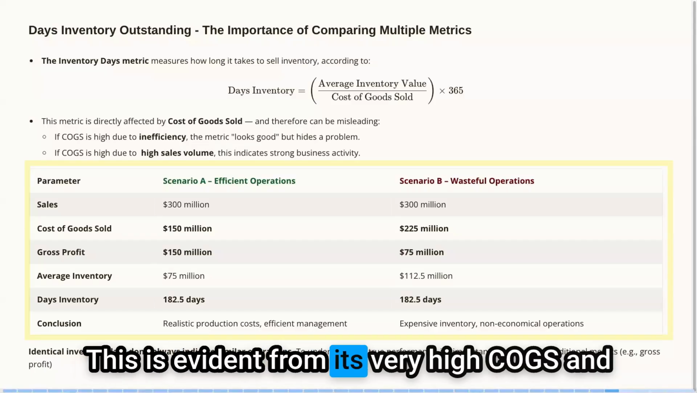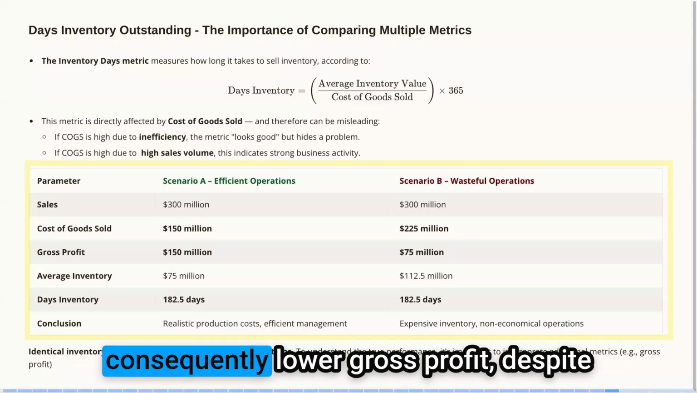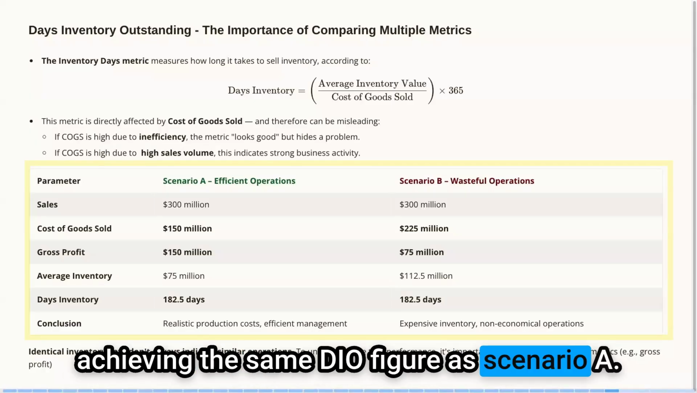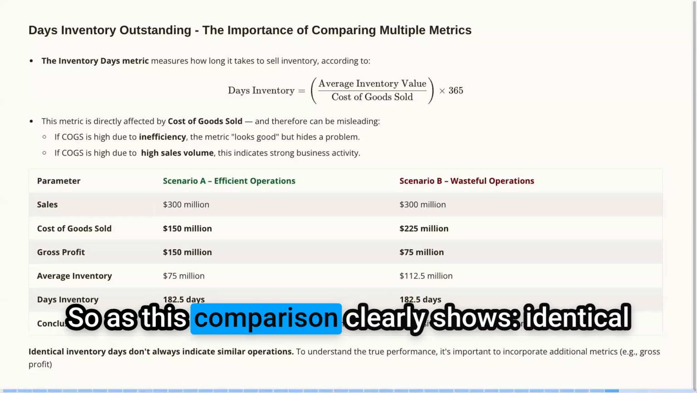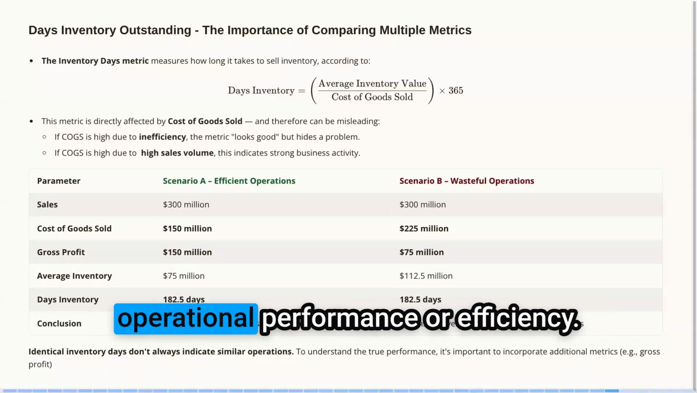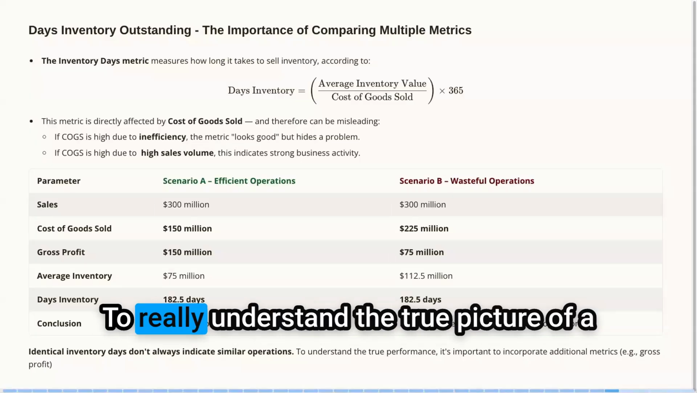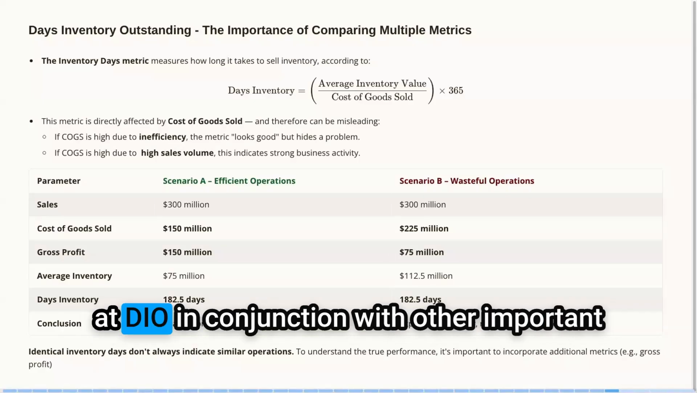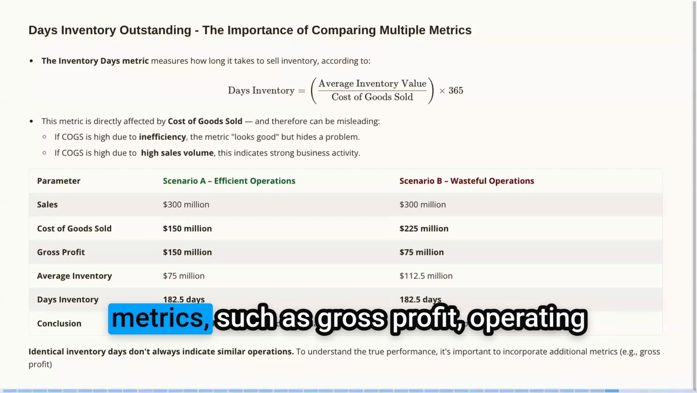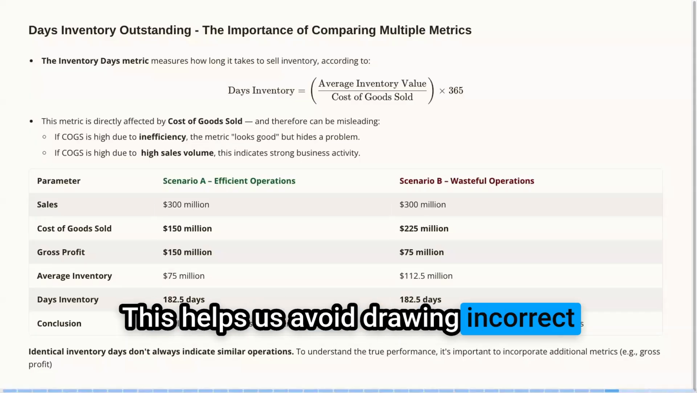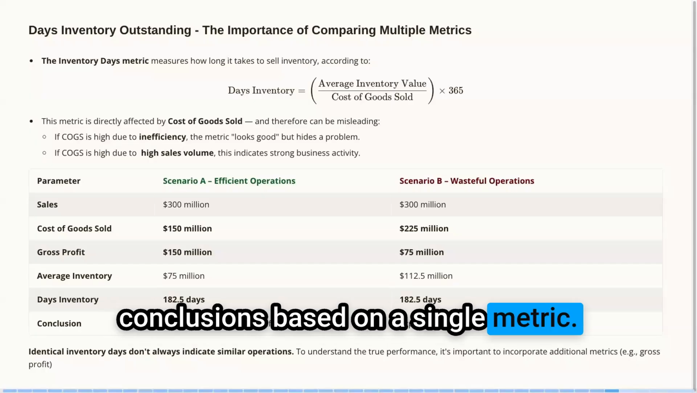This is evident from its very high COGS and consequently lower gross profit, despite achieving the same DIO figure as scenario A. So, as this comparison clearly shows, identical inventory days don't always mean similar operational performance or efficiency. To really understand the true picture of a company's performance, it's crucial to look at DIO in conjunction with other important metrics, such as gross profit, operating margins, and other efficiency ratios. This helps us avoid drawing incorrect conclusions based on a single metric.